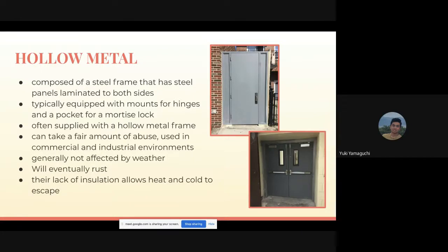And then the second type of material is the hollow metal. It's composed of a steel frame that has steel panels laminated to both sides. It's typically equipped with mounts for hinges and a pocket for a mortise lock. Often supplied with a hollow metal frame, and it can take a fair amount of abuse, which is why it's used in commercial and industrial environments, such as kitchens, and it's generally not affected by weather. However, it will eventually rust over the years, and it also lacks in insulation because it is hollow, which makes heat and cold escape.